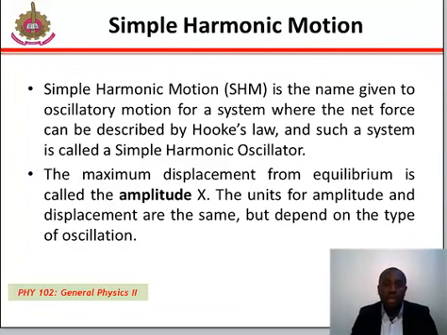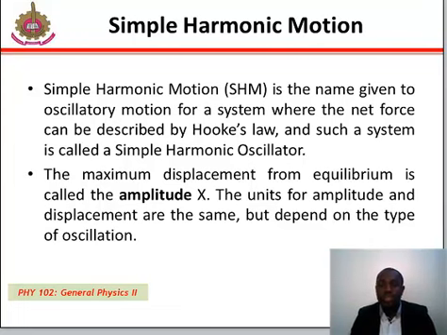SHM, an abbreviation for simple harmonic motion, is the name given to oscillatory motion for a system where the net force can be described by Hooke's law, and such a system is called a simple harmonic oscillator. The oscillation of a system in which the net force is described by Hooke's law is of utmost importance because such systems are very common. They are also the simplest form of oscillatory system.